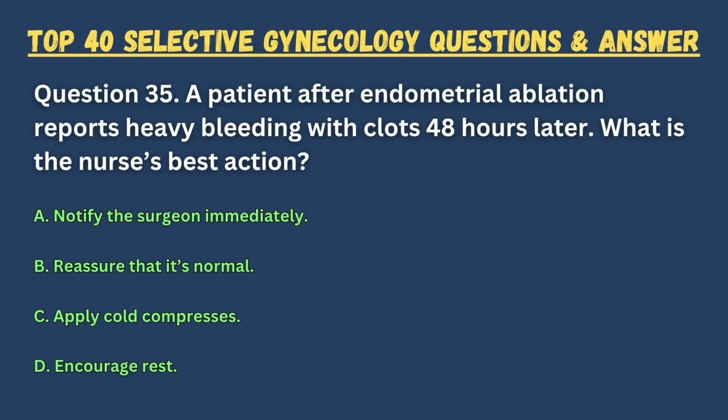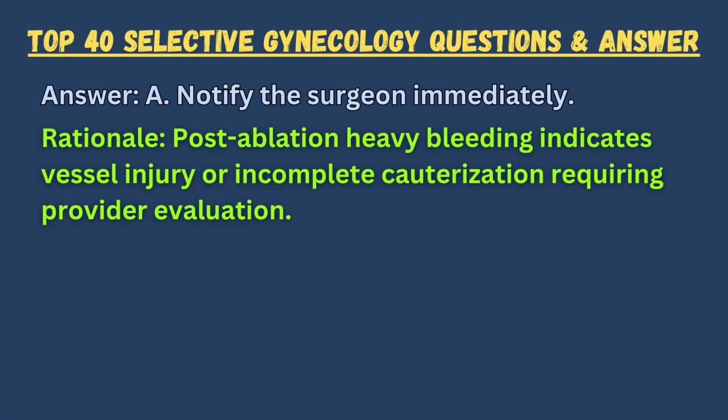Question 35. A patient after endometrial ablation reports heavy bleeding with clots 48 hours later. What is the nurse's best action? A. Notify the surgeon immediately. B. Reassure that it's normal. C. Apply cold compresses. D. Encourage rest. Answer: A. Notify the surgeon immediately. Rationale: post-ablation heavy bleeding indicates vessel injury or incomplete cauterization, requiring provider evaluation.